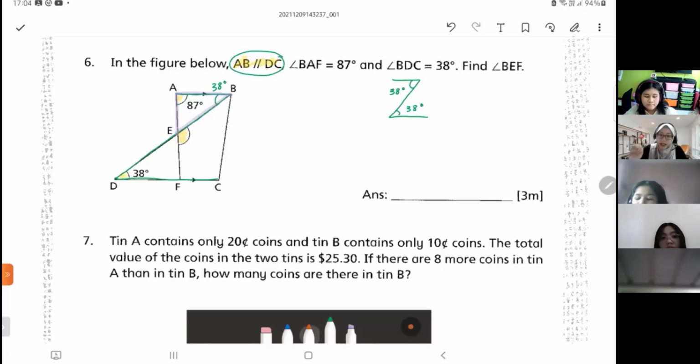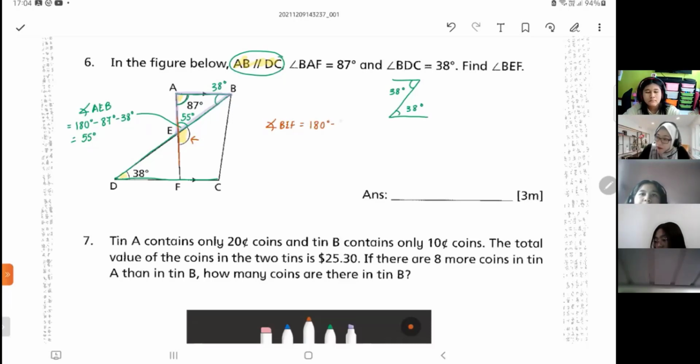Now, with that, can I proceed to find angle BEF, which is on a straight line, to find this one? Can, right? So this angle BEF is, because the angle on a straight line is 180 degrees, take away 55 degrees, and I get 125 degrees. Angle on a straight line. Answer. Okay, please mark. Next one.